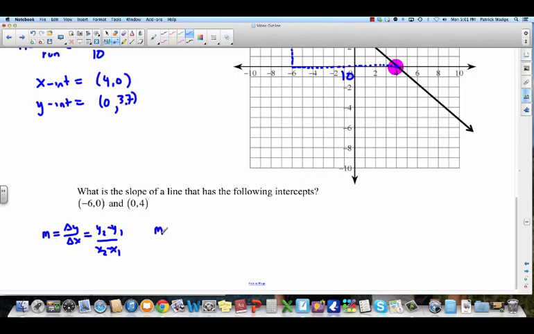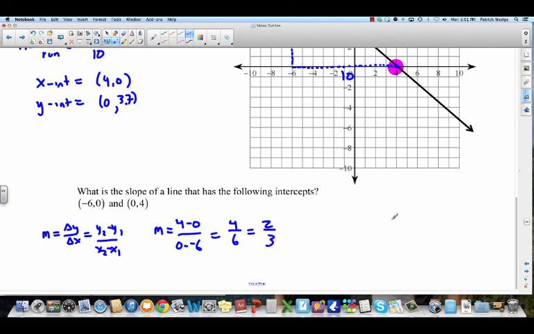To get the slope, I take the y values, the difference between those is 4 take away 0, and then I subtract the x values in the same order. So I have to start with this one, 0 take away -6. So what's that equal? 4 take away 0 is 4. 0 take away -6 becomes 0 plus 6, so it's 6. So I get 4 over 6, which is the same as 2 over 3.